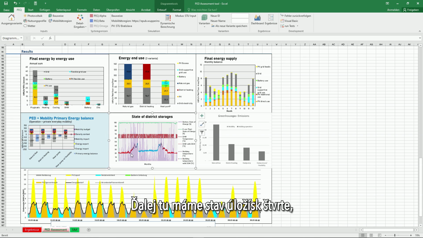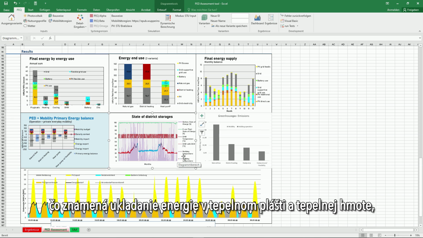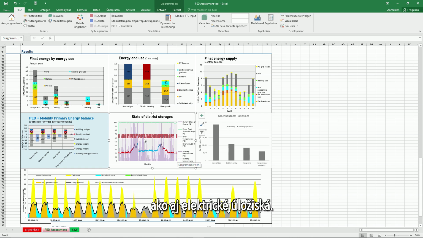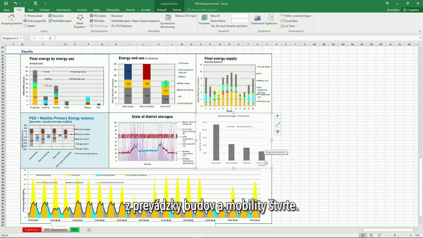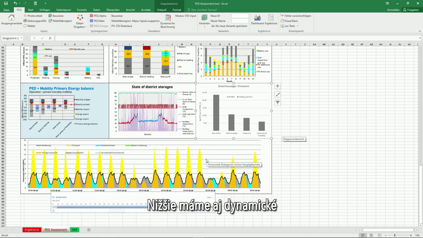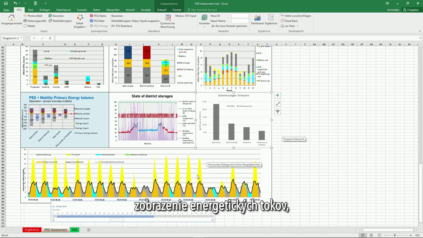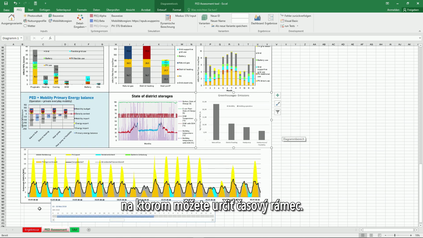The next thing is the state of the district storages, meaning both the energy storage in the thermal hull and thermal mass, as well as electric storages. And then we have the greenhouse gas emissions for the building operation and the mobility of the district. Below we also have a dynamic view of the energy flows that you can specify the time frame on. So now let's go through it one by one.